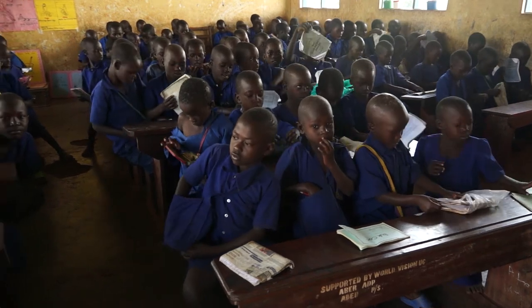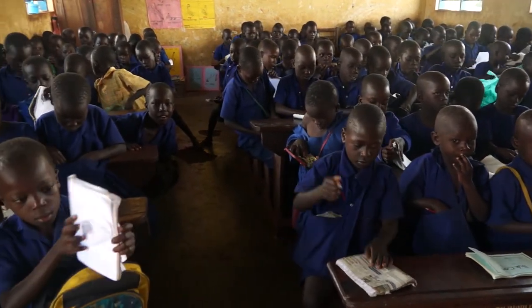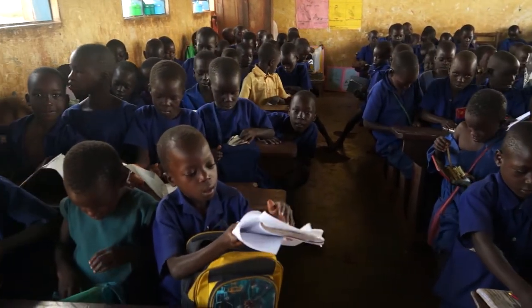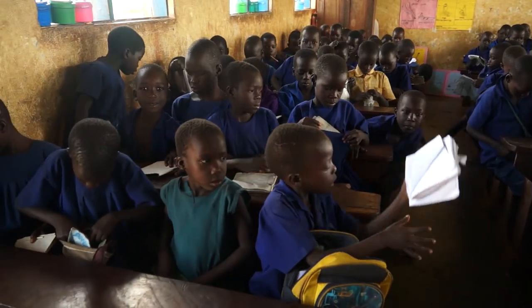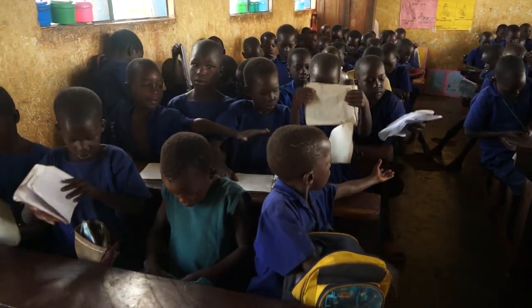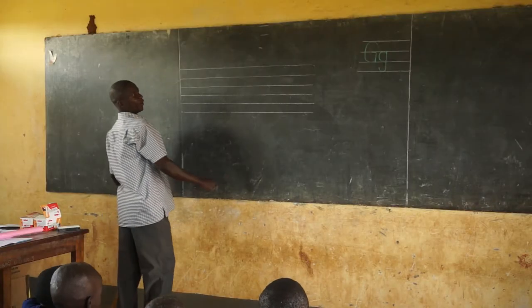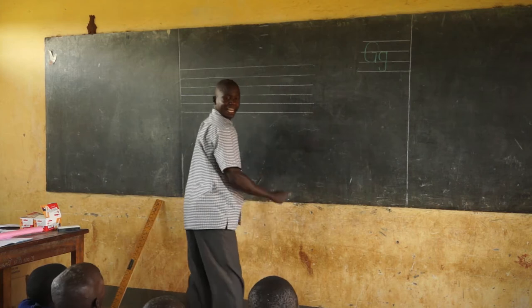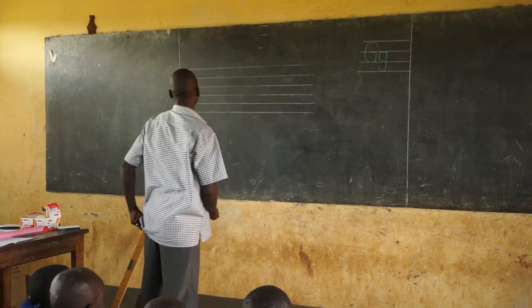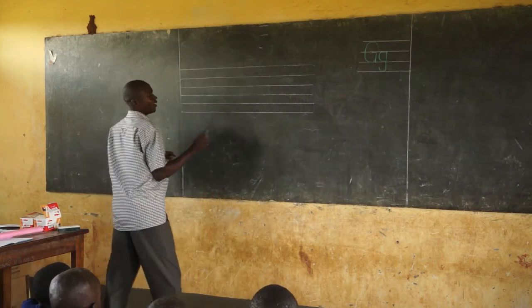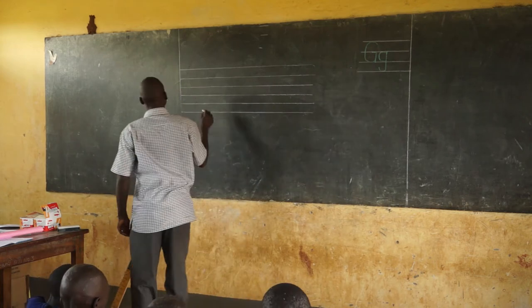The next step is to write the key letter on the chalkboard. In term two, the teacher writes the letter without guidelines and pupils write on their slates. But starting in term three, the teacher should always use the four handwriting guidelines and pupils should use the lines in their exercise books to help them form the letters with more accuracy.